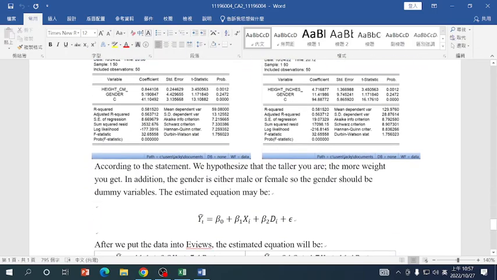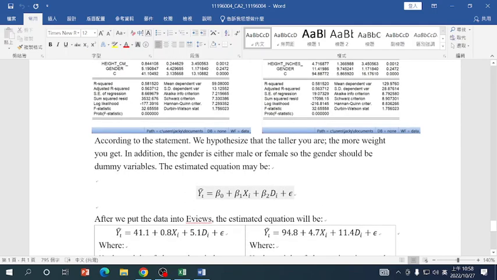According to the statement, we need to put in another x variable, which is gender, and we hypothesize that the taller you are, the more weight you get. What do you mean by the taller you are? You mean the height? Yeah, the height. So the sign should be positive, and the gender is either male or female, so it's a dummy variable. The estimated equation will be like this.